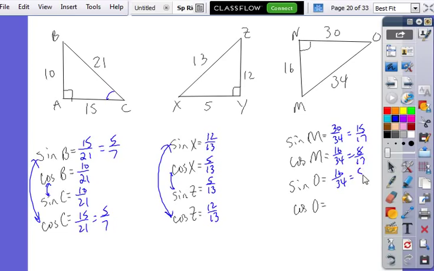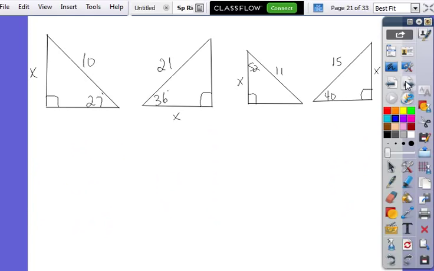And then cosine of O. Are there any problems or questions with that right there? Identifying the sine and cosine. If you can't, you're going to be in trouble now. Everybody good with sine and cosine identification? It's pretty easy.